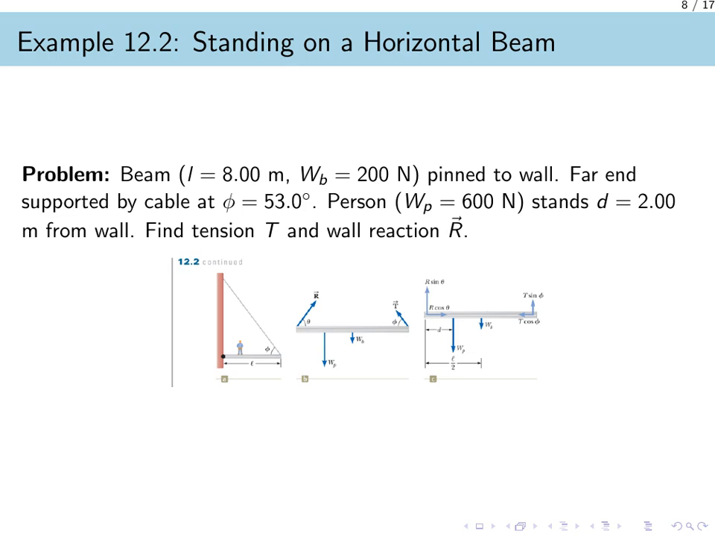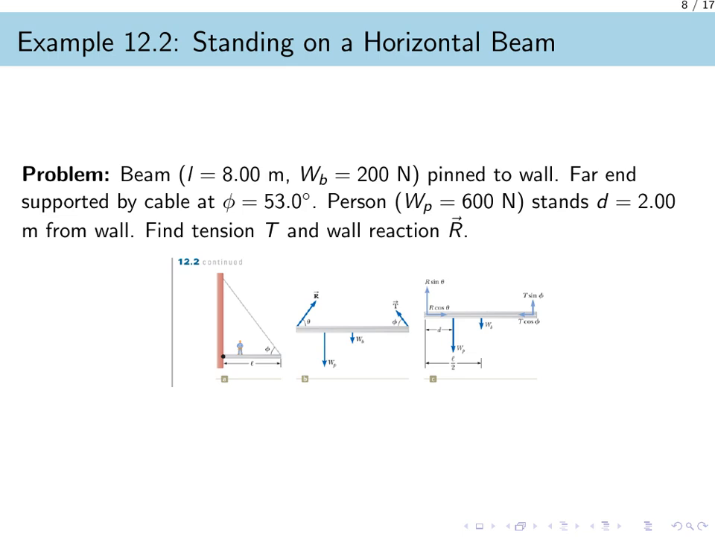The setup consists of a uniform horizontal beam, which is 8 meters long and weighs 200 newtons. One end is attached to a wall by a pin connection, which is a type of pivot that can exert both horizontal and vertical forces. The far end of the beam is supported by a cable that pulls at an angle of 53 degrees relative to the beam. Adding to the load, a person weighing 600 newtons is standing on the beam at a distance of 2 meters from the wall. Our goal is to determine the two unknown forces keeping the system in balance: the tension in the cable and the magnitude and direction of the reaction force from the wall's pin connection.